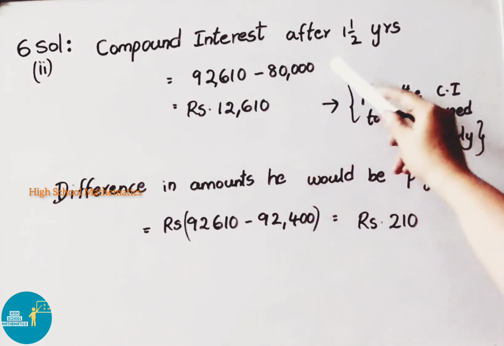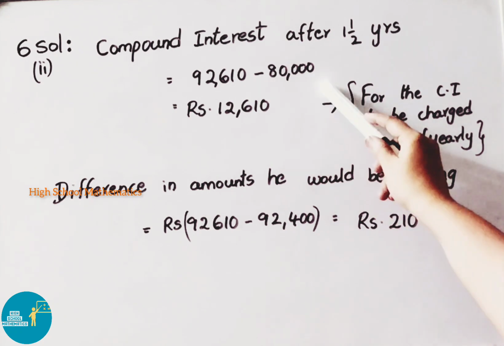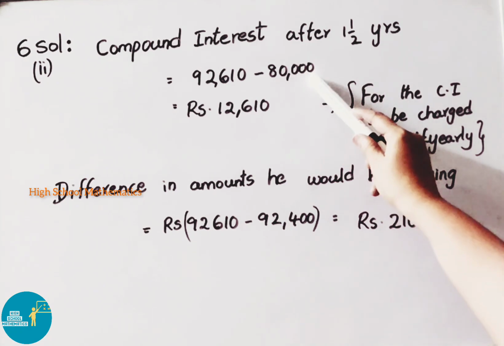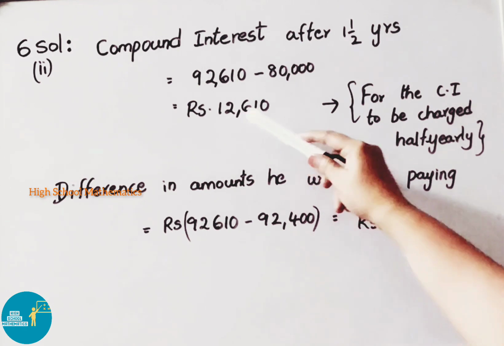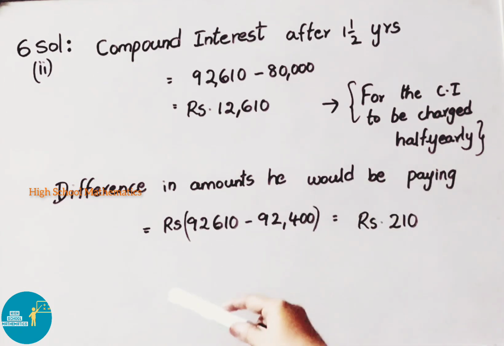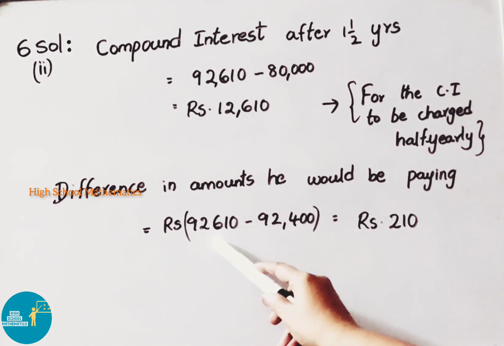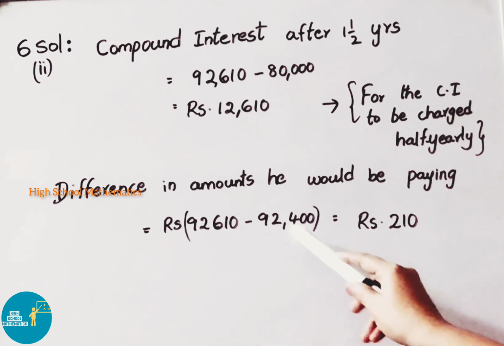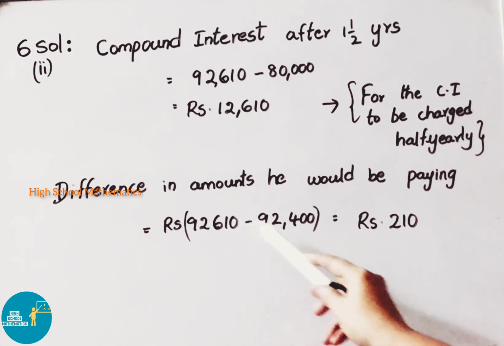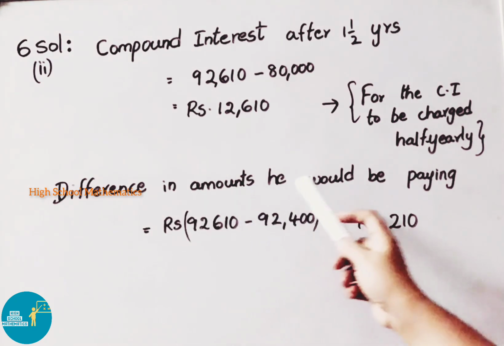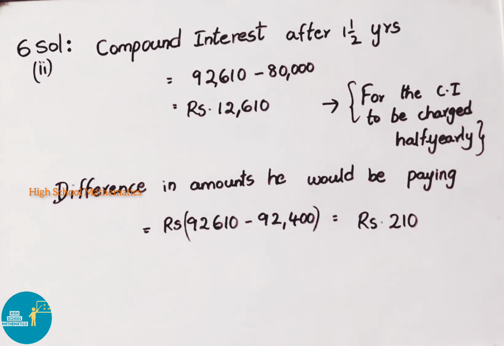See now, compound interest after 1.5 years equals amount minus principal. We got the amount as 92,610 rupees minus principal amount 80,000. On subtracting both, we get the compound interest as 12,610. Now we shall find the difference in amounts he would be paying. That equals the amount for half yearly compounding, 92,610 rupees, minus the total amount for annual compounding, that is 92,400 rupees. On subtracting both, we get 210 rupees. Therefore, the difference in amounts he would be paying is 210 rupees.